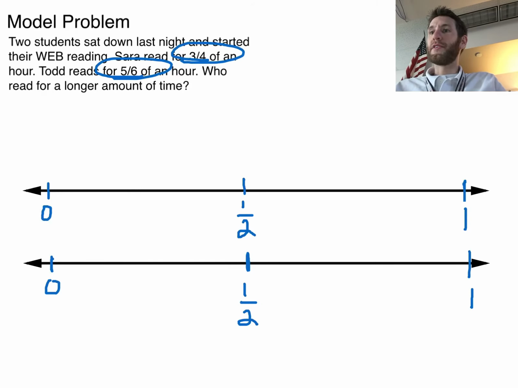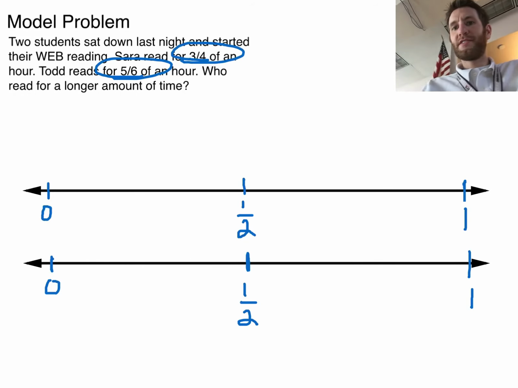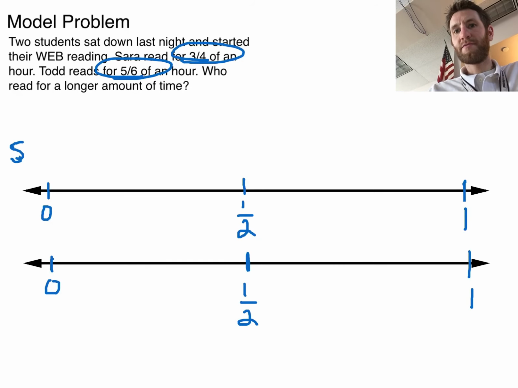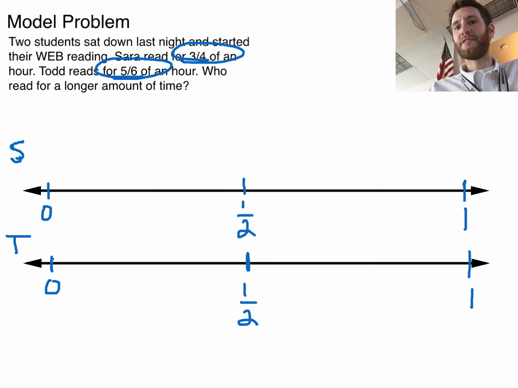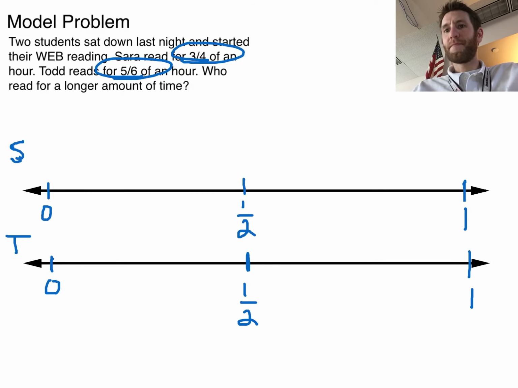So my goal is to figure out which fractions might be less than 1/2, greater than 1/2, or equal to 1/2, or which one might be closer to 1/2 than the other. So I'm going to put both of these fractions on each number line, and that will give me a really good visual idea of which fraction is larger and which one is smaller. So I have 1/2 here, and I'll use an S for Sarah and a T for Todd, so I'll know that Todd will be at the bottom. 3/4 is her time, so I'll divide this number line into 4 equal parts.